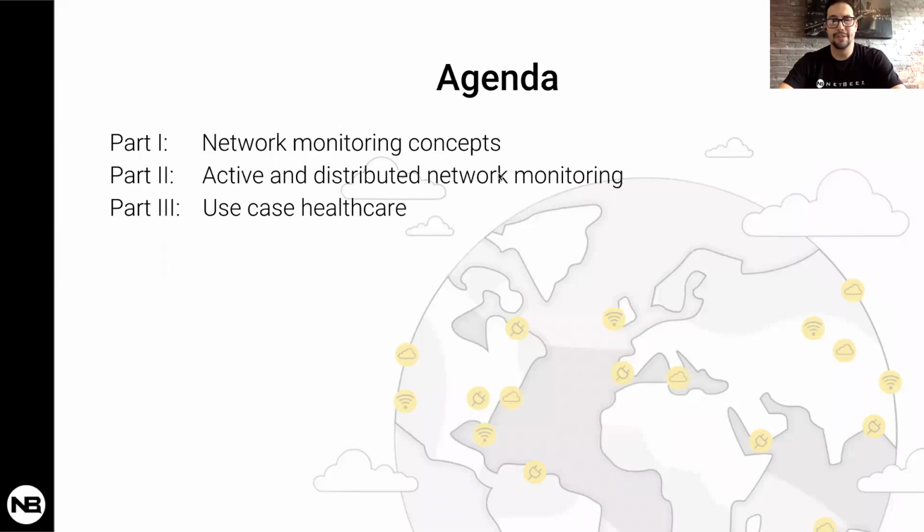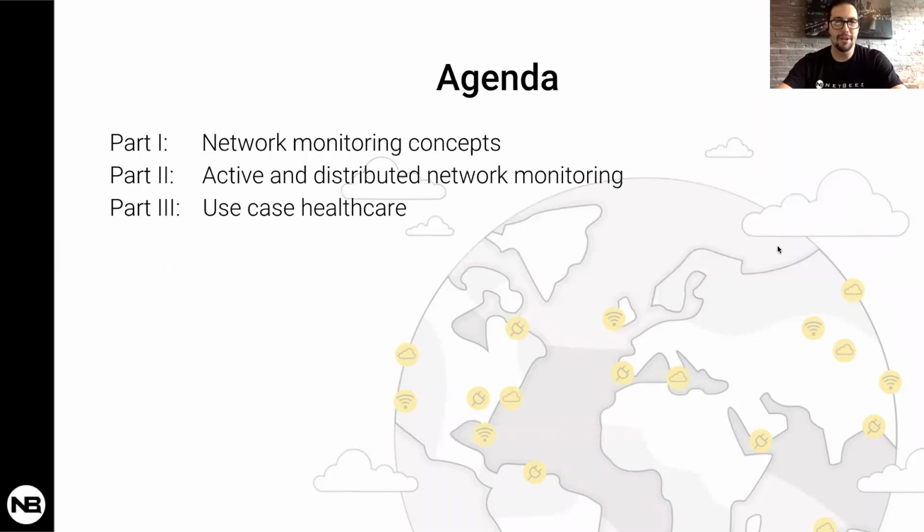So first, let me review a couple of basic network monitoring concepts. We're going to be looking at time to detection as well as time to resolution. We'll then see how these two important metrics are factored into network availability and uptime, and we'll also learn how to calculate these key performance indicators.